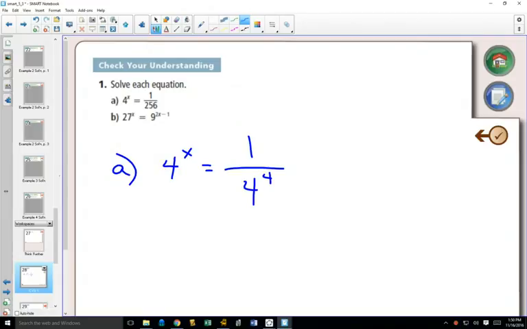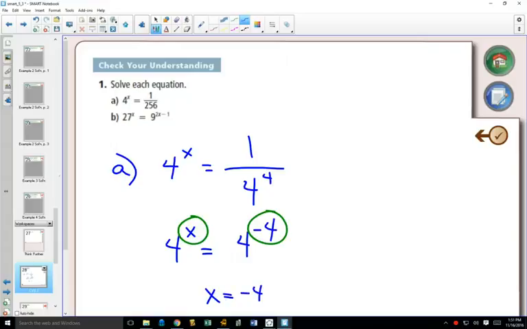But the problem is on the right side, our 4 is in our denominator. What exponent rule could you use to take that out of the denominator? Your negative exponent rule. And now you've succeeded in getting both sides to be the same base. Once that happens, the exponents have to be the same. And on this one, it means that x is equal to negative 4, and we're done.